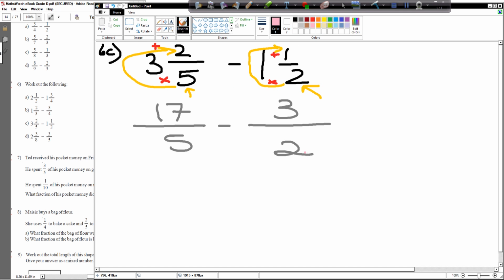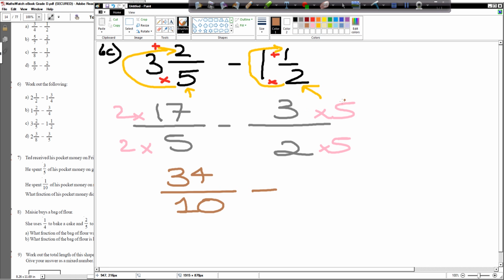So we have a 5 and a 2. So what do we do with the 5? We multiply it by 2, top and bottom. What do we do with the 2? Times it by 5, top and bottom. So we have now 17 times by 2. 17 times by 2 will give us 34. 2 times by 5 will give us 10. 3 times by 5 on the top will give us 15. 2 times by 5 on the bottom will give us 10.